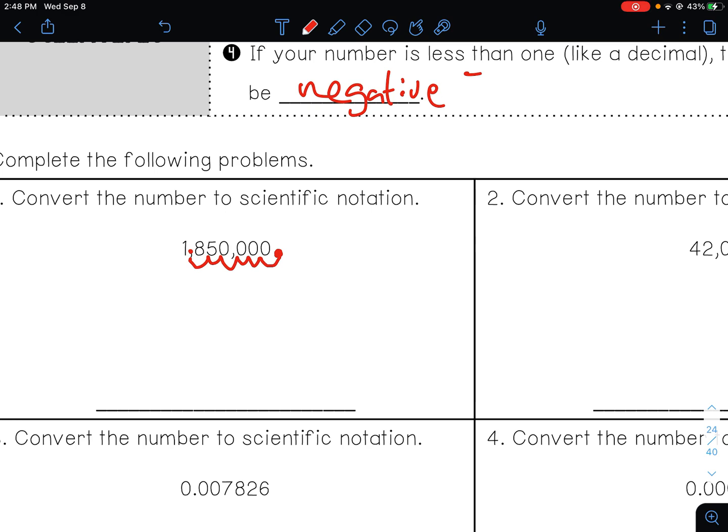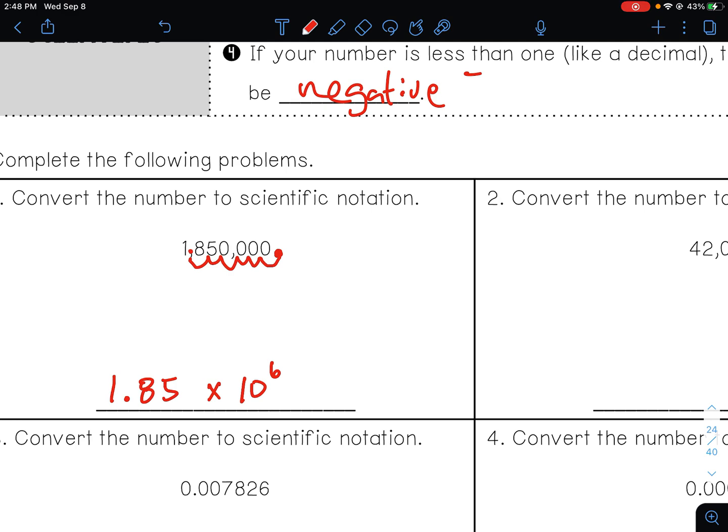My new number is 1.85, and it's a product, so you're multiplying it by 10 to the what? 10 to the 1, 2, 3, 4, 5, 6. I moved 6 places, so it's going to be 1 times 10 to the 6th.